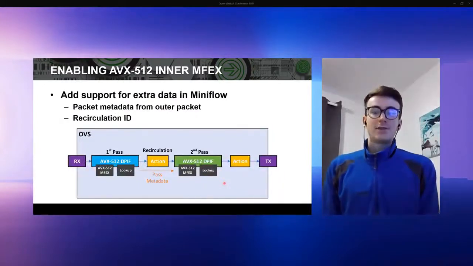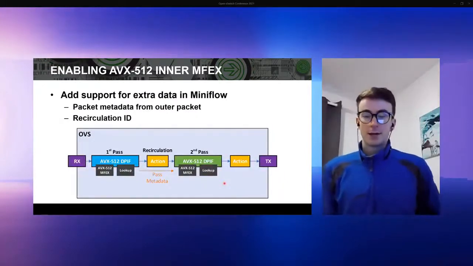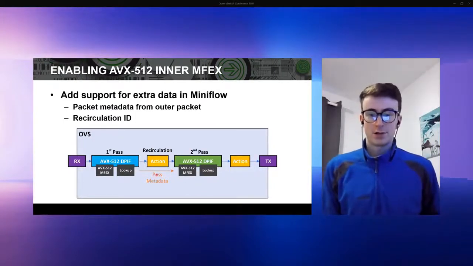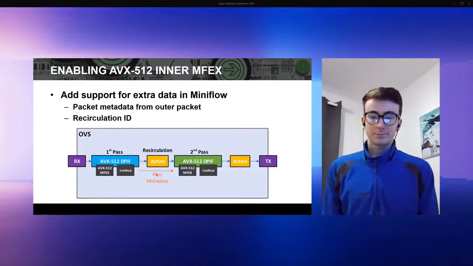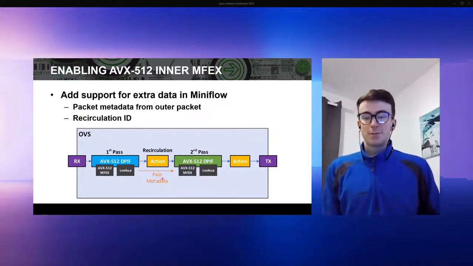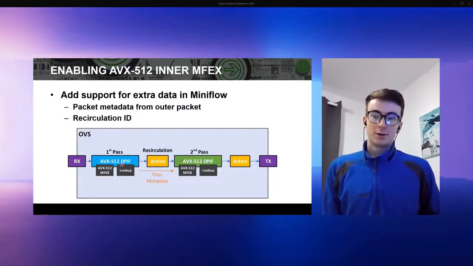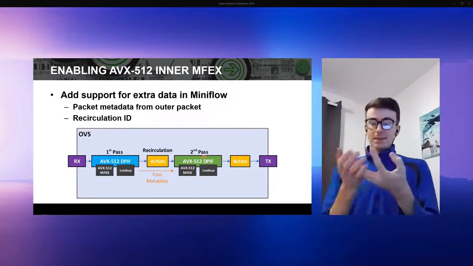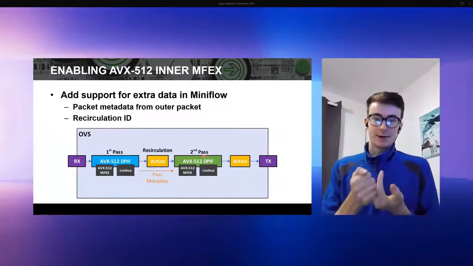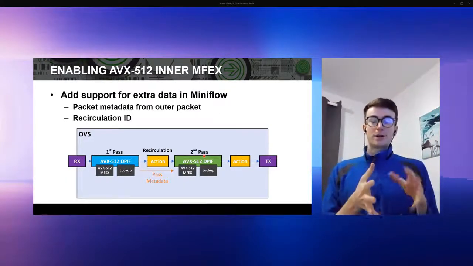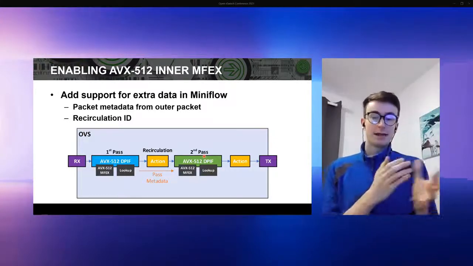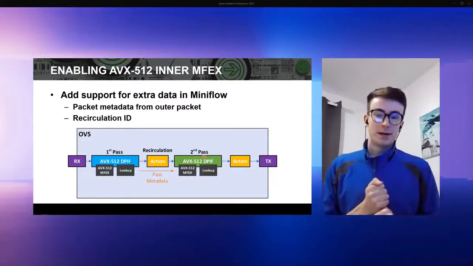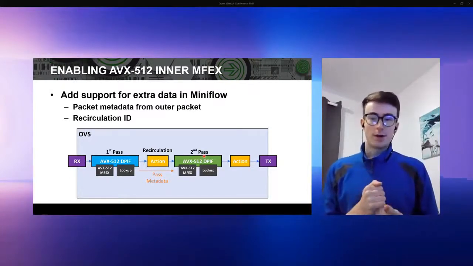So then in the AVX512 inner Miniflow extract, we need to support extra metadata, which I've highlighted before. This extra metadata is passed from the outer DPIF to the inner DPIF, and it's passed in the actual packet, so the DP packet buffer. And in Miniflow extract, we want to take that out of the packet buffer and put it in the Miniflow. And so this extra work needs to be done in SIMD or AVX512 code.